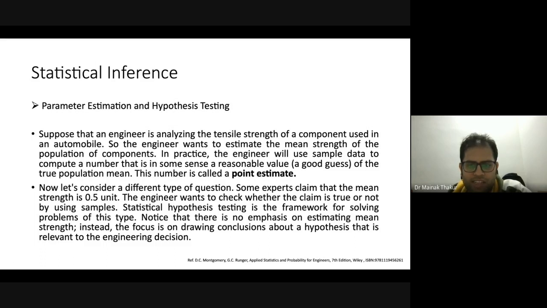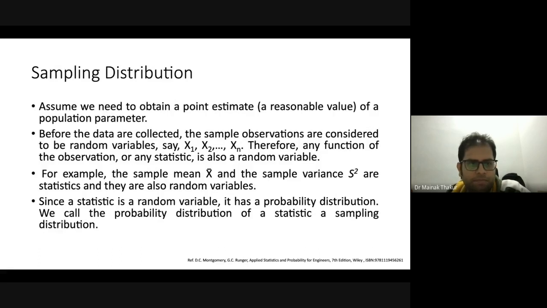Statistical hypothesis testing is the framework for solving problems of this type. Notice that there is no emphasis on estimating mean strength. We don't want to know what the mean strength is, we only want to know whether it is 0.5 unit or not. What that value is, we don't want to find out in this case. We only want to know whether that mean strength is equal to 0.5 unit or not. So the focus is on drawing conclusions about a hypothesis that is relevant to the engineering decision. So these are two types.